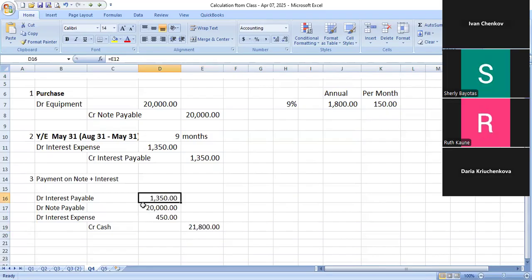On the payment, close first the payable. Clear the liability that you created. Clear the original liability with the notes payable. Add the remaining interest from the reporting date to the payment date and pay everything else in cash.